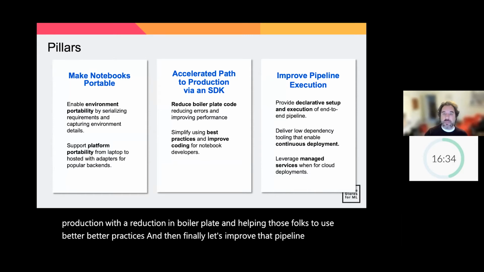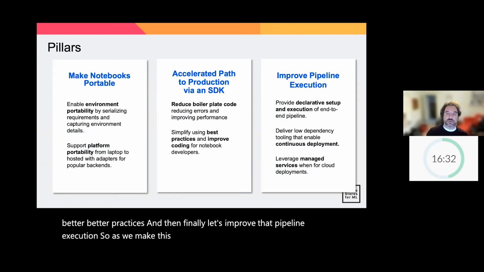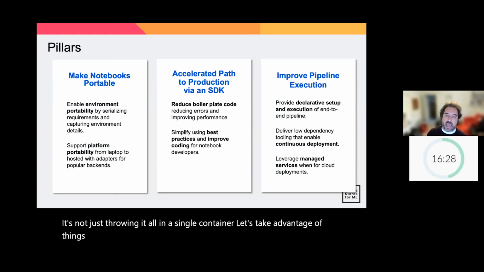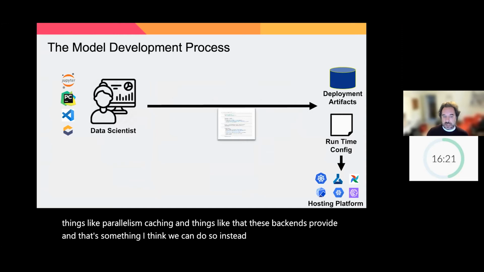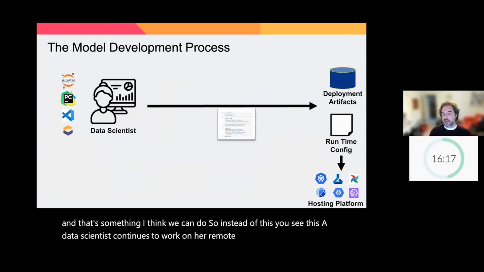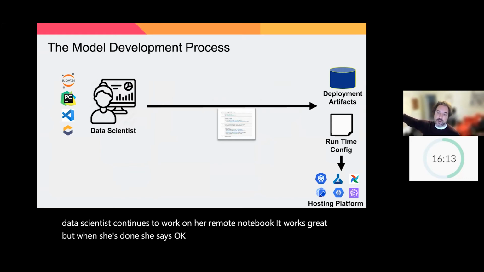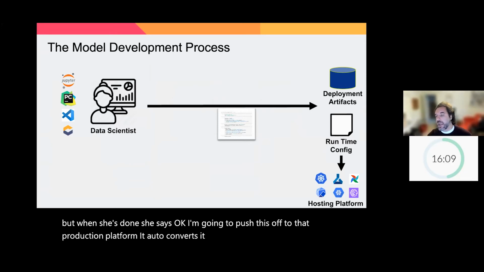So as we make this conversion, it's not just throwing it all in a single container. Let's take advantage of things like parallelism, caching, and things like that these backends provide. And that's something I think we can do. So instead of this, you see this. A data scientist continues to work on her notebook. It works great. But when she's done, she says, okay, I'm going to push this off to that production platform. It auto converts it into deployment artifacts and then pushes it to the backend.